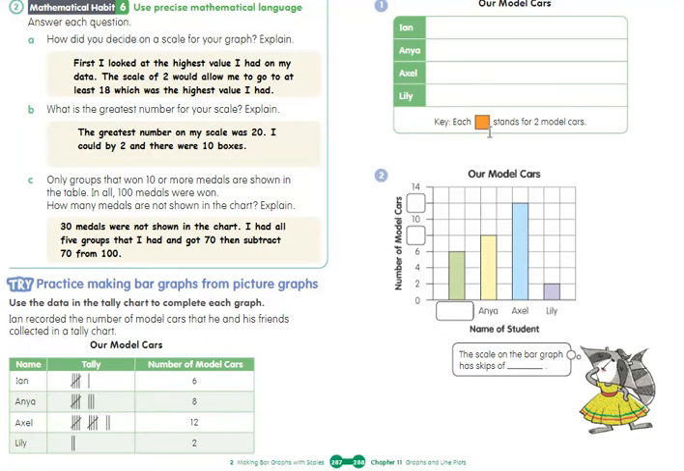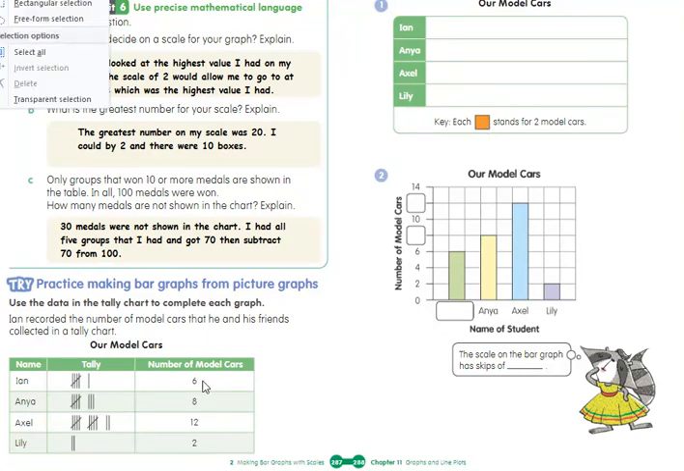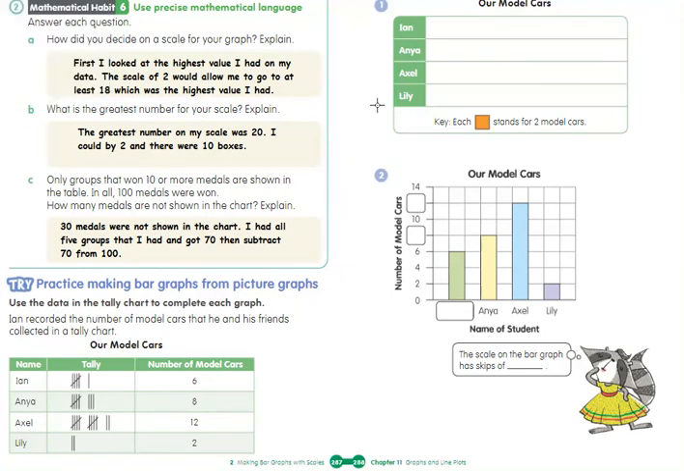So now I need to make a picture graph. Now notice my key. This key, each square stands for 2. So I'm not going to have 6 squares for Ian, because each square stands for 2. So all we're going to do is count by 2s until we reach the number that they had.